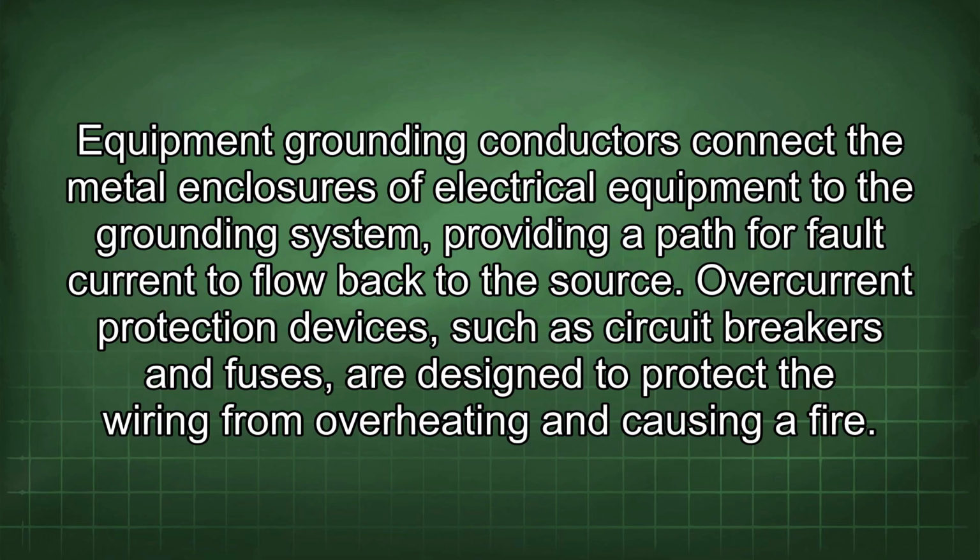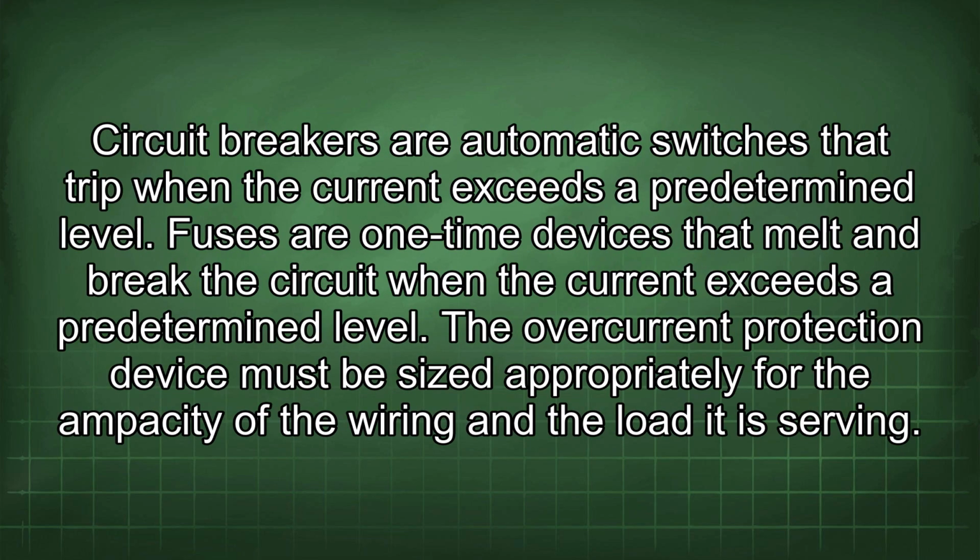Overcurrent protection devices, such as circuit breakers and fuses, are designed to protect the wiring from overheating and causing a fire. Circuit breakers are automatic switches that trip when the current exceeds a predetermined level. Fuses are one-time devices that melt and break the circuit when the current exceeds a predetermined level. The overcurrent protection device must be sized appropriately for the ampacity of the wiring and the load it is serving.